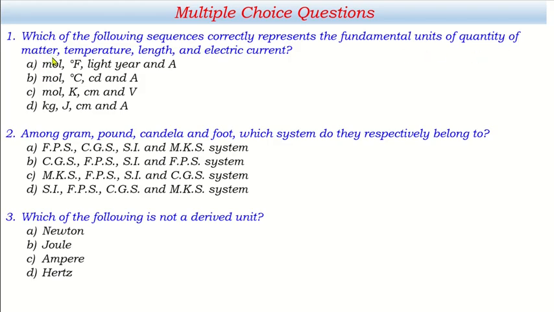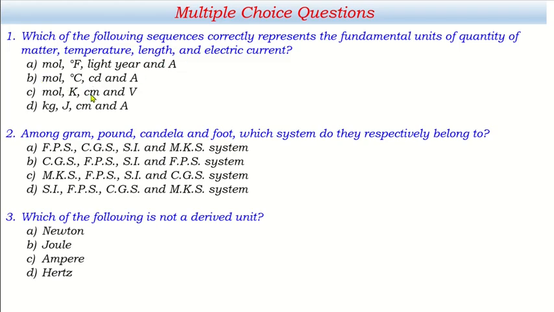Quantity of matter is mole. Mole is present in A, B and C. And temperature: degree Fahrenheit, degree Celsius, Kelvin. In all these A, B, C, the unit of temperature is written. And length, light year is actually the unit of distance between stars and galaxies, measured in light years. And candela is not the unit of length, that's why we have to cancel number B.